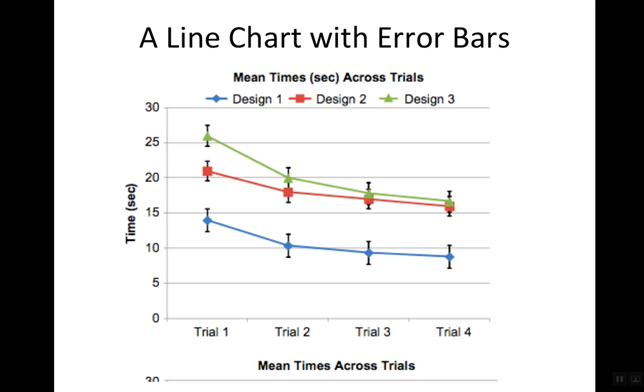So the relationship between the blue line and the other lines is roughly parallel, whereas the relationship between the red line and the green line is one where they start off different and then merge together. We can also use the error bars to look for significant differences, and we can see very clearly that the blue line, or design 1, is better in terms of time, taking a shorter time all through the 4 trials.